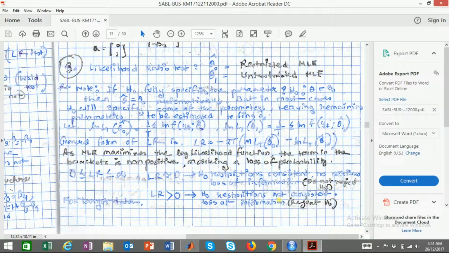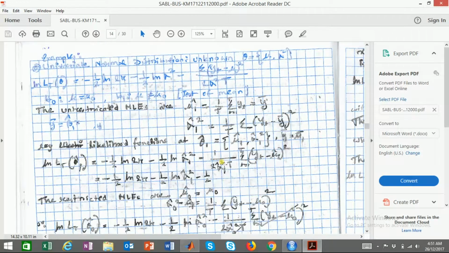So either the value of the likelihood ratio test should be approximately equal to 0, or it is simply greater than 0. If it is greater than 0, reject the null, because there is a huge difference between the restricted maximum likelihood estimator and the unrestricted maximum likelihood estimator from the log likelihood function. Basically, there is a decrease in the log likelihood function if the value of the likelihood ratio test is greater than 0. So we simply need to remember to reject the null.